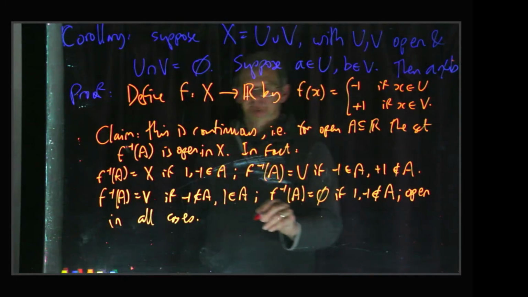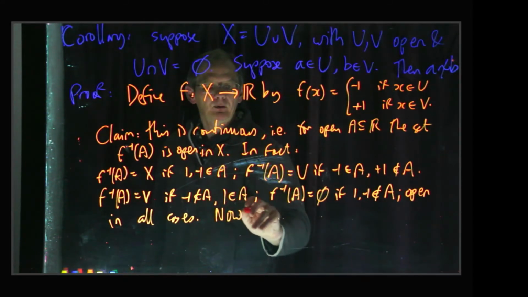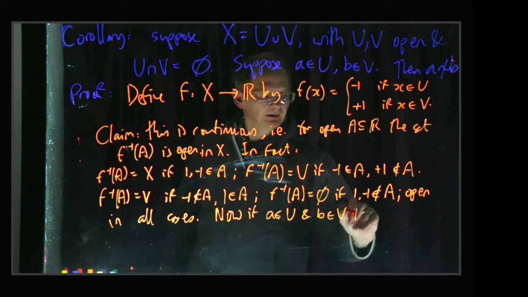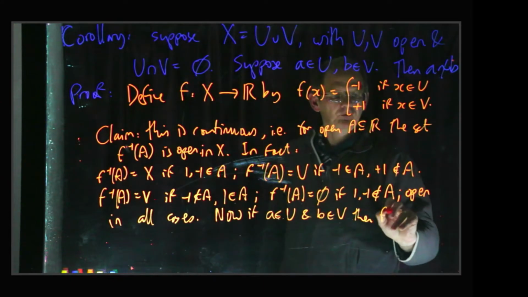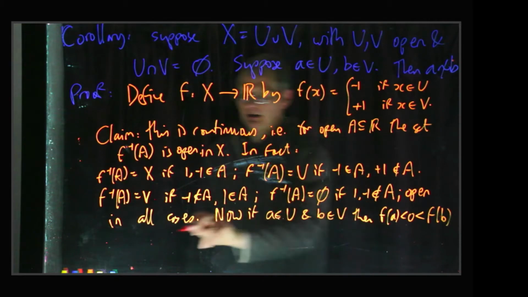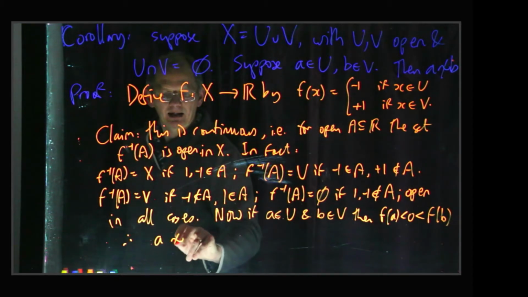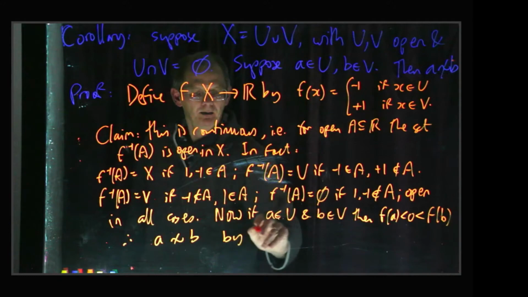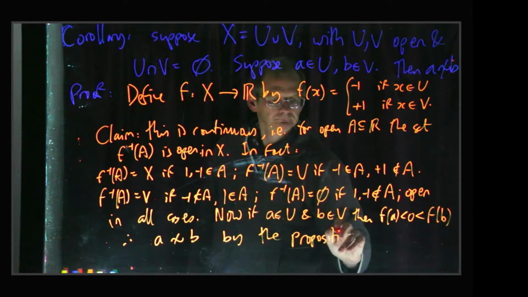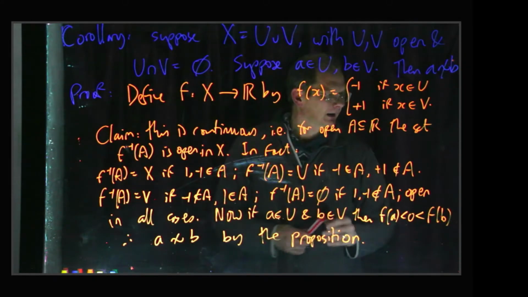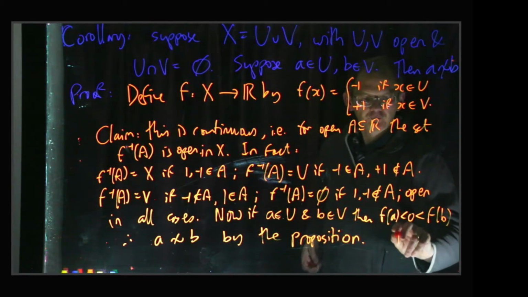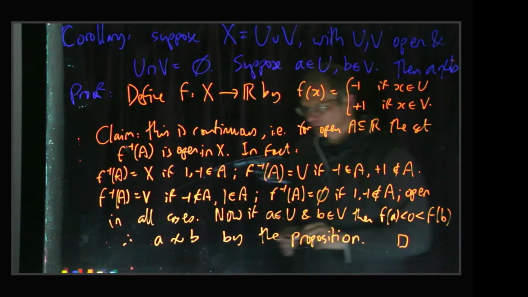And now if A is in U and B is in V, then f of A is less than 0, which is less than f of B. So A is not connected to B by the previous proposition. So that's a useful result for proving that 2 points cannot be connected by a path.